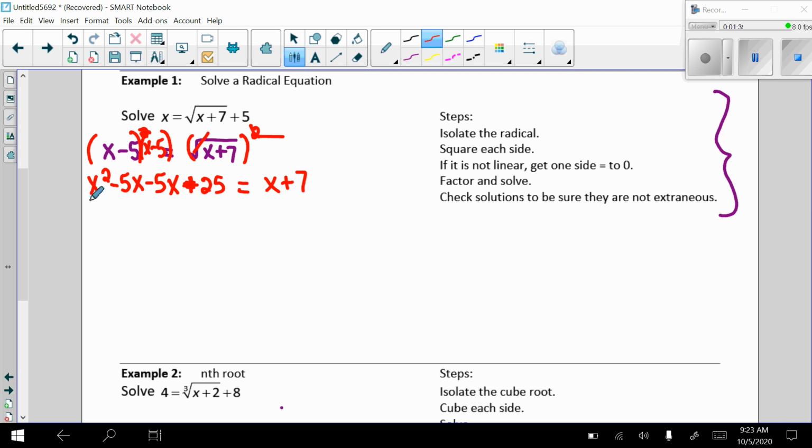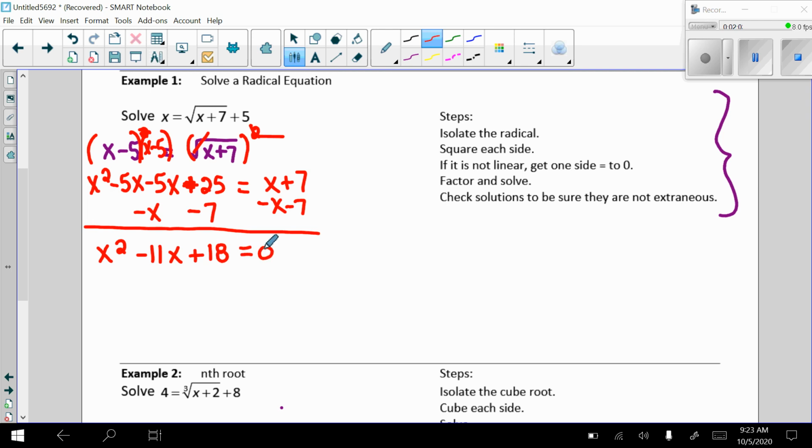Because we have a quadratic, we're going to have to solve this, as we always do, by setting it equal to 0. So you can combine those minus 5x's if you want, or if you want to wait, you could do it now. Pretty simple combination. We get x squared minus 11x plus 18 equals 0.